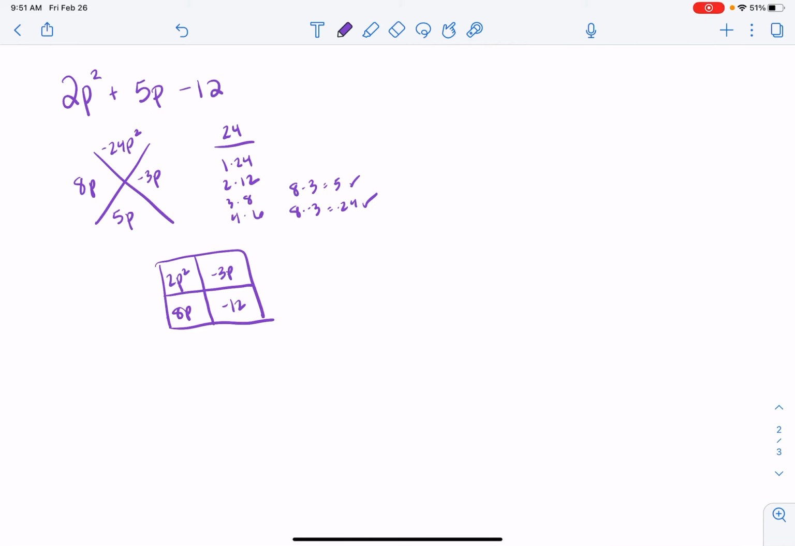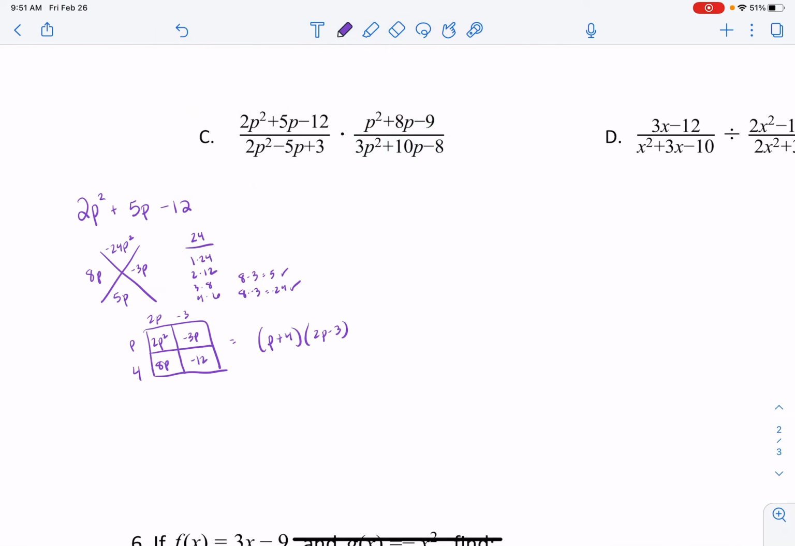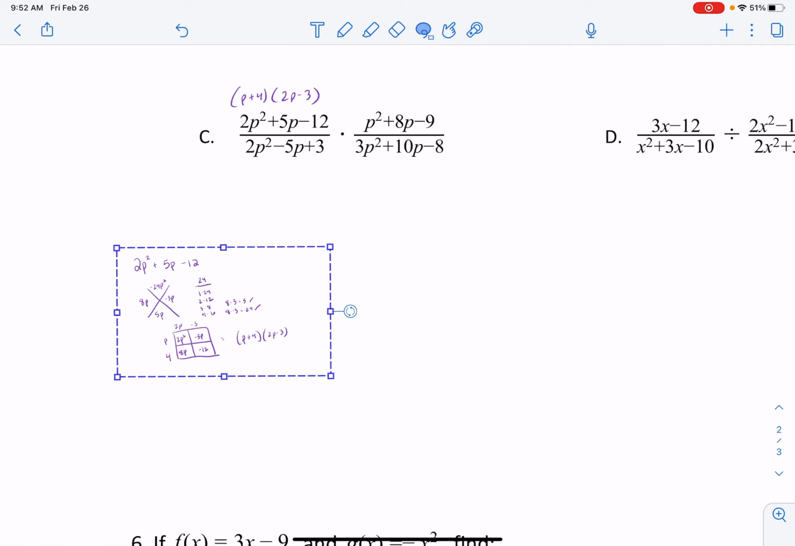When I see what I can pull out from the top line, that would just be a p. P times 2p gives me 2p squared, and p times negative 3 gives me negative 3p. 2p times what is 8p? That would be 4. And to check, 4 times negative 3 is negative 12. So we've got p plus 4 times 2p minus 3. So sweet, we did that one. So I can go ahead and even write that above it just so we know. We've got p plus 4 and 2p minus 3 here. Get it out of the way.